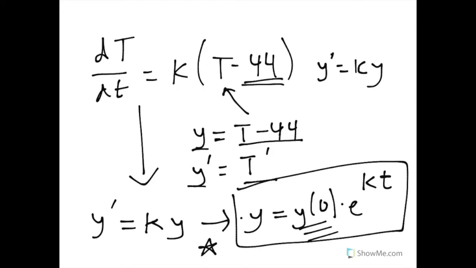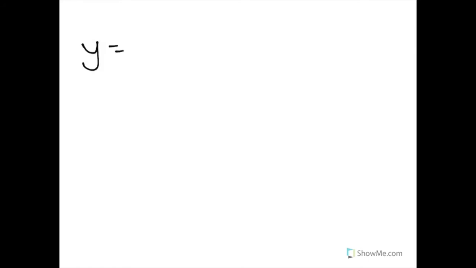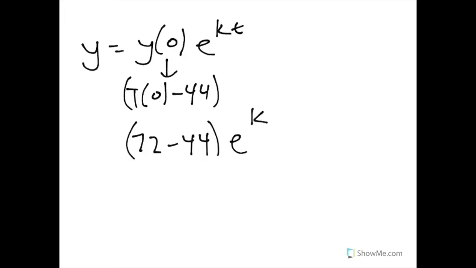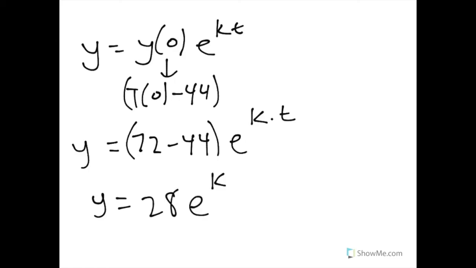Now y of 0 is different than T of 0. Let me put this on the next page. y equals y of 0 times e raised to the kt, but y of 0 is equal to T of 0 minus 44. So what was T of 0 again? That was the initial temperature of the soda pop. That was actually 72 degrees. So we can find y of 0 as a constant because we know what the initial temperature was. And so we end up getting an equation for y that looks like this. I think that's 28. So y equals 28 e to the kt.